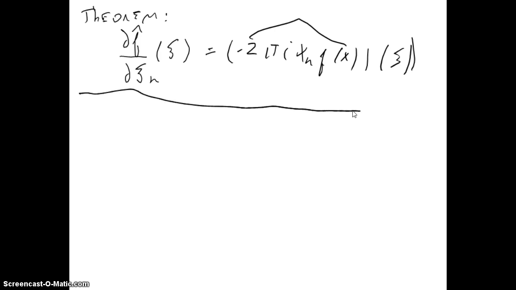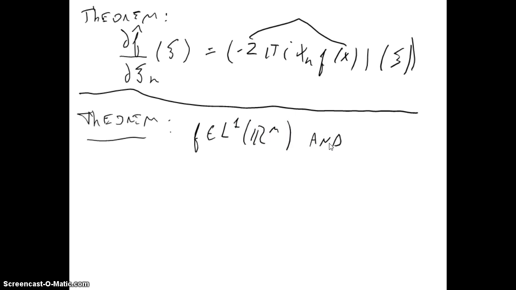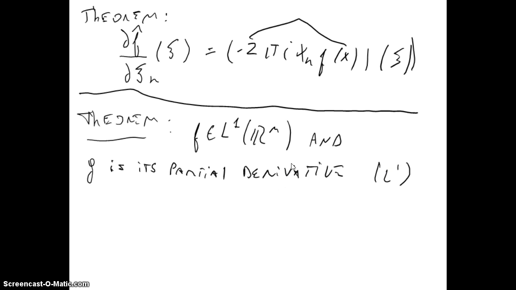Now to consider the converse result, we are going to use the definition we just wrote, and so there is another theorem that says that f is in L^1 and g is its partial derivative, as we just defined it, with respect to the kth variable in L^1, with respect to the L^1 norm in this case.